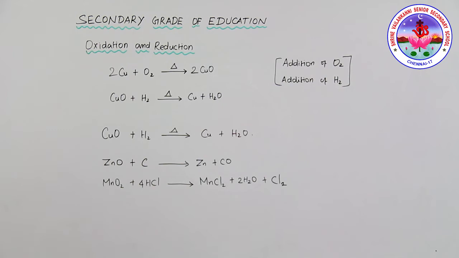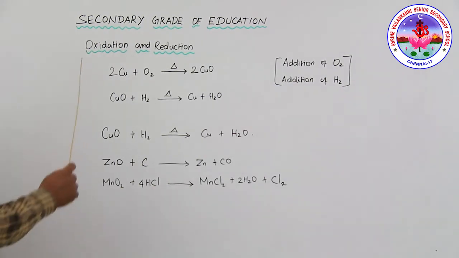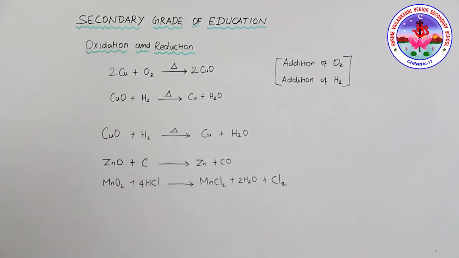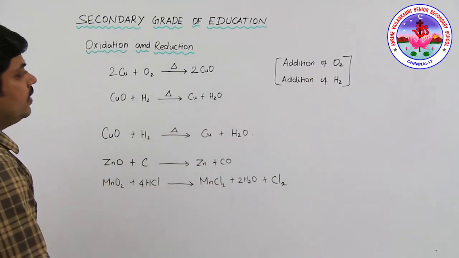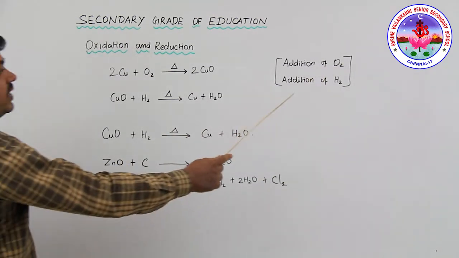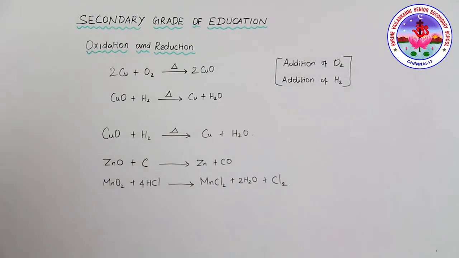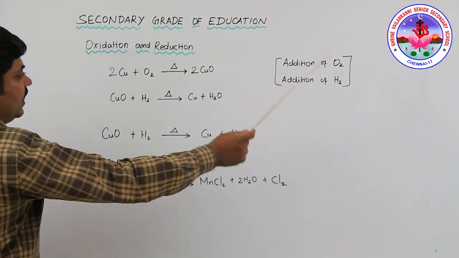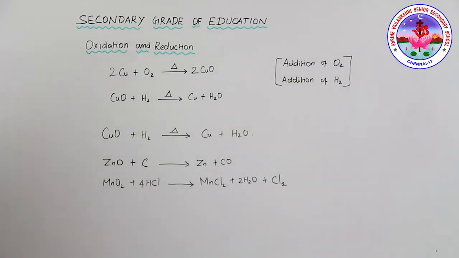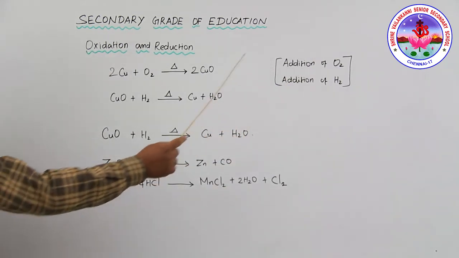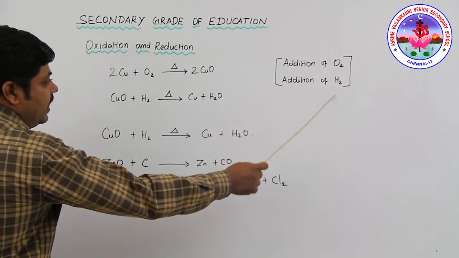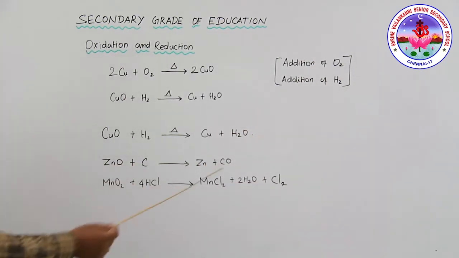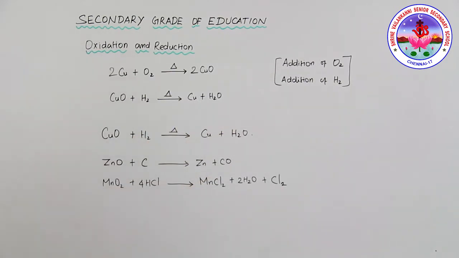First you want to know what is meant by oxidation and what is meant by reduction. You have already studied this in lower classes. Oxidation means addition of oxygen. Reduction means addition of hydrogen. Simply we can say loss of electron and gain of electron, or addition of oxygen, removal of hydrogen, and addition of hydrogen, removal of oxygen. So that is called the oxidation and reduction reaction.